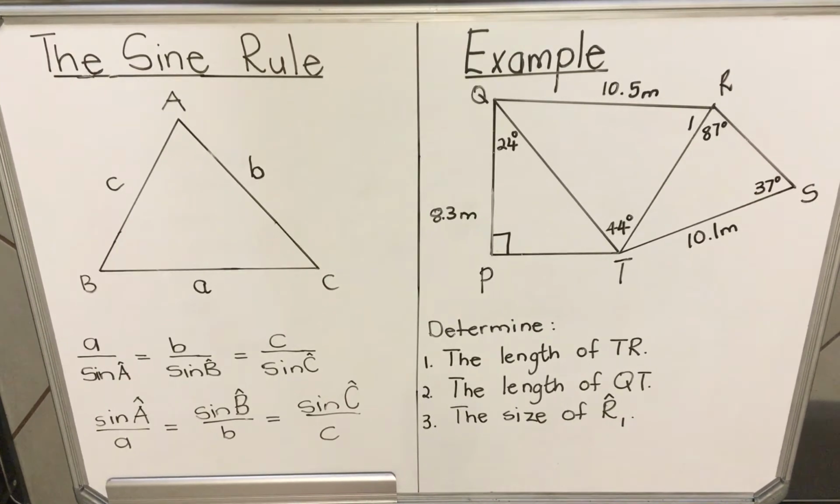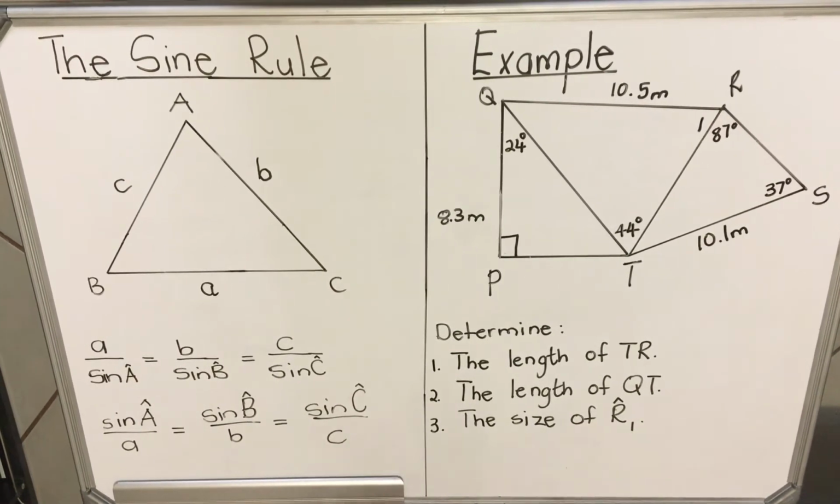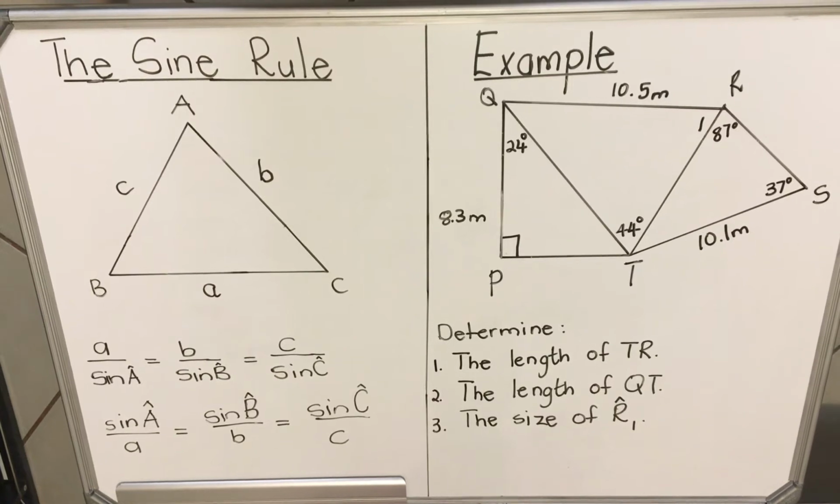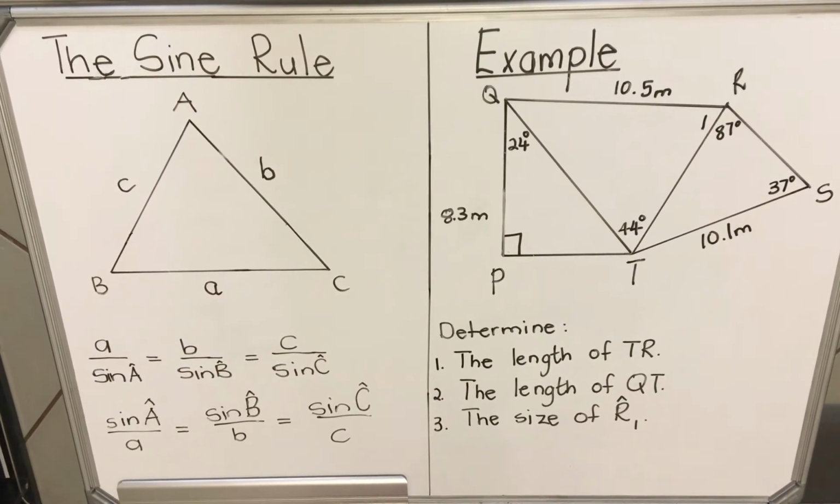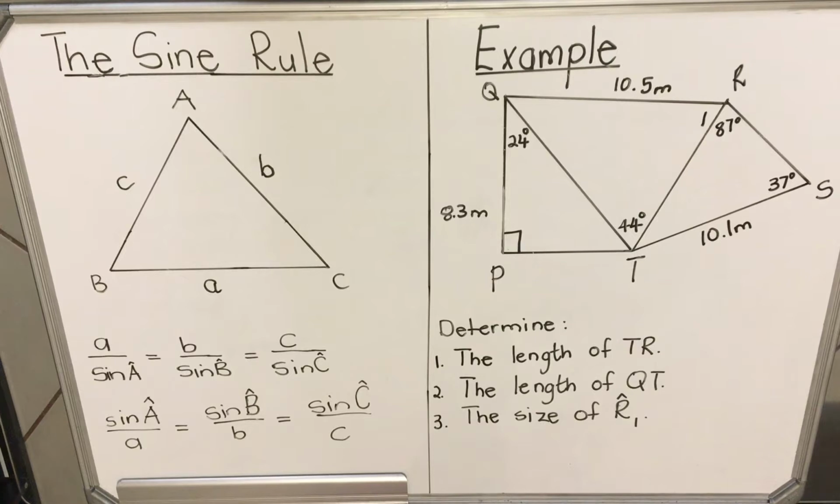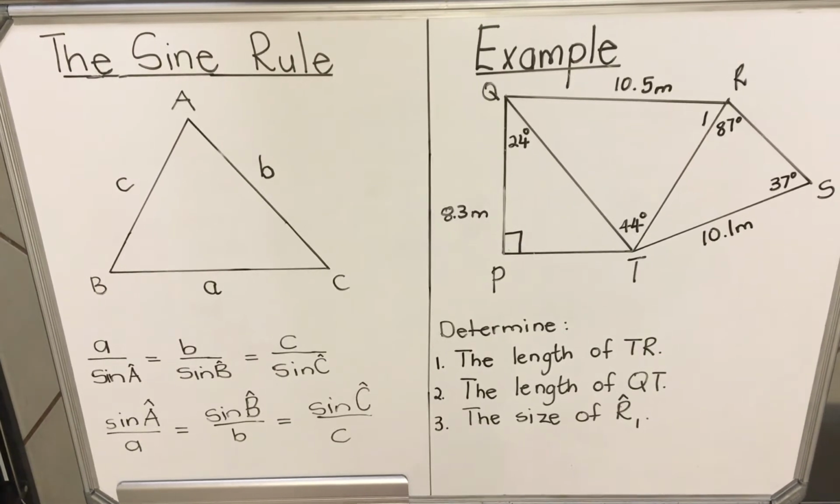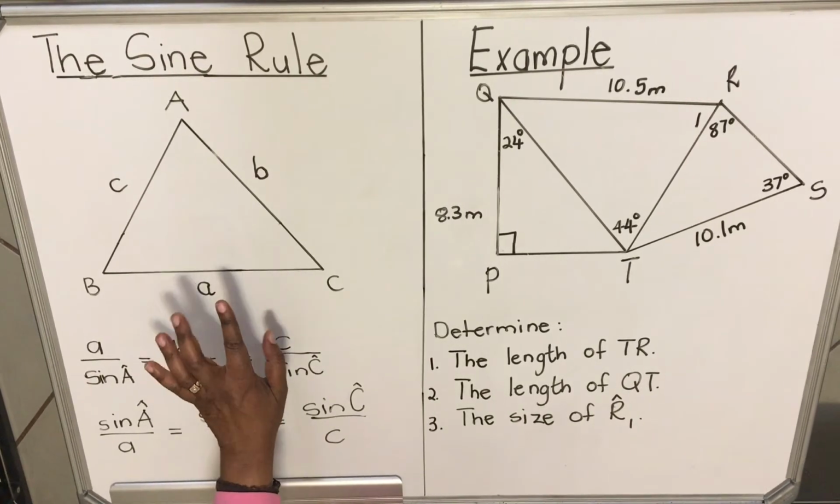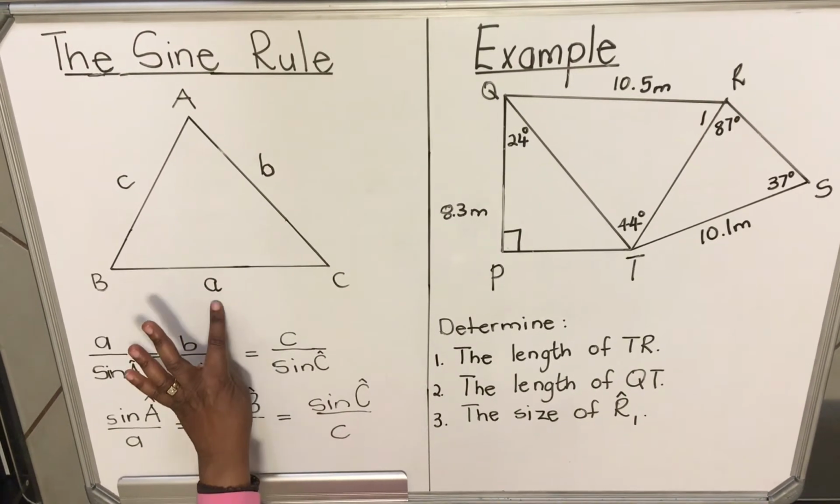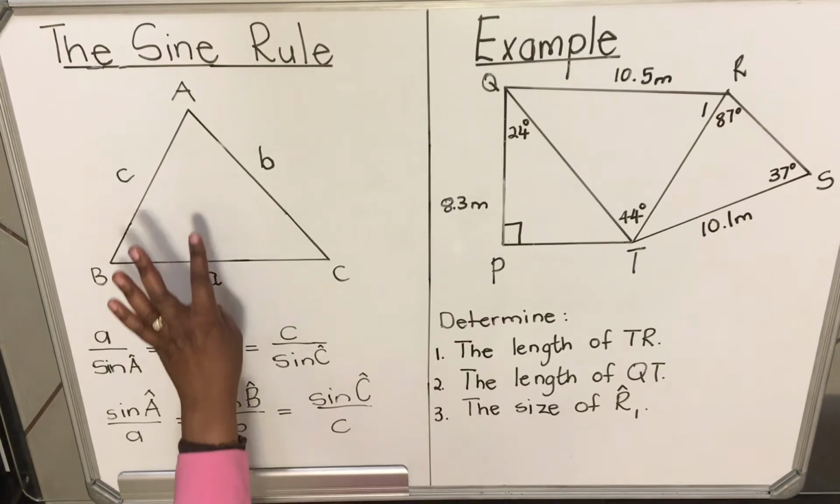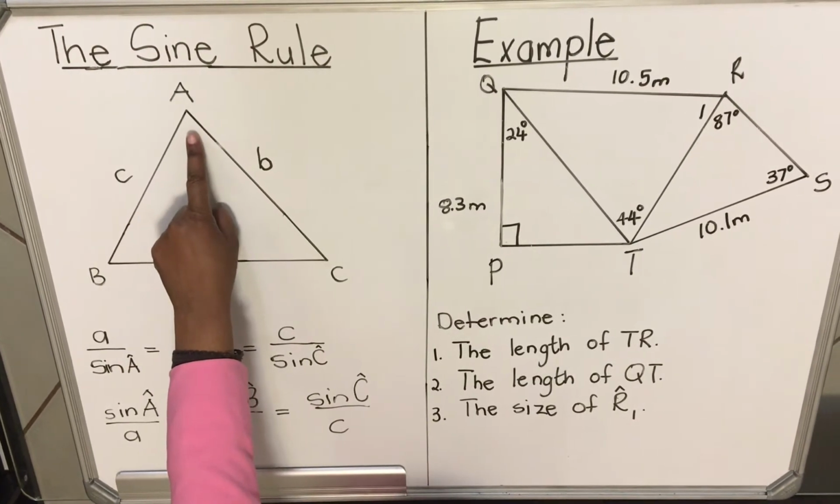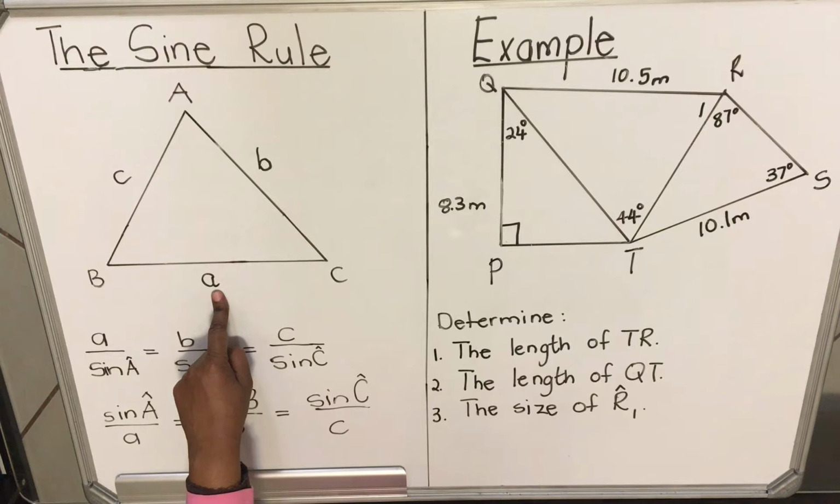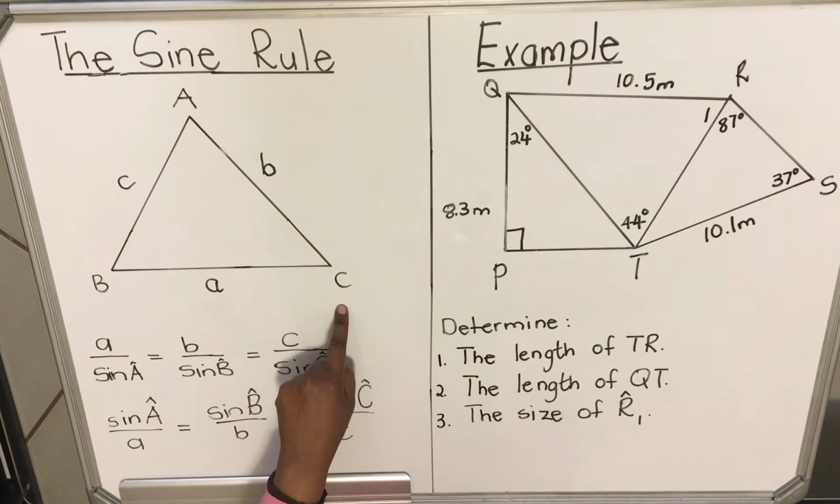So the sine rule, you use it to solve a triangle when either you don't have a side or an angle and you don't have a right angle triangle. So when you're looking at this triangle ABC, the small letters are for sides. The side that is opposite angle A is called small a, or you can call it BC.